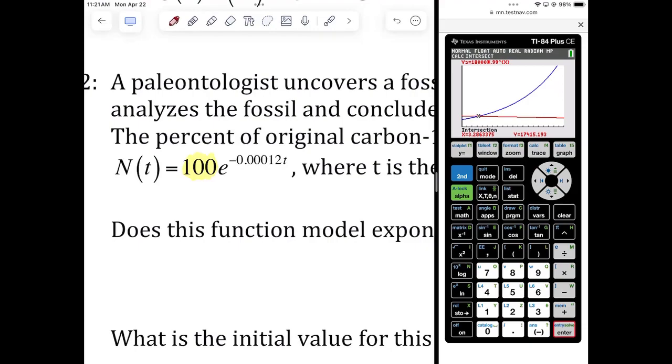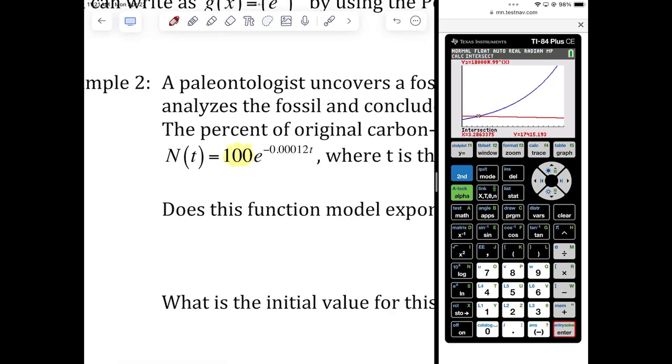And now we have e to the negative 0.00012 t. Okay? So when I look it up above, e to the c, t, means that this is e to the negative 0.00012 t, which means e to the c, if we isolate it, is e to the negative 0.00012. Okay, that's going to be important later.